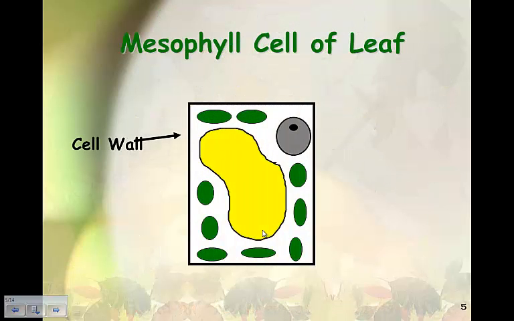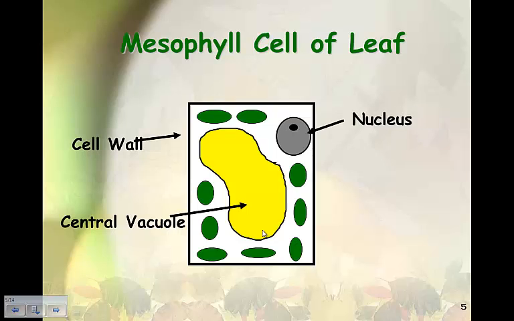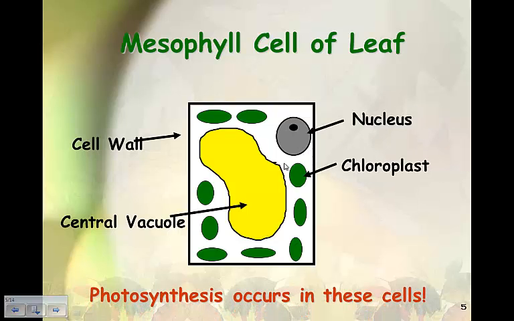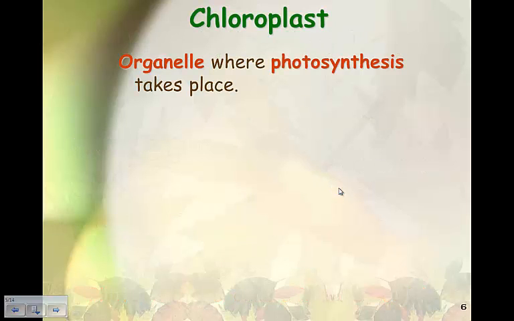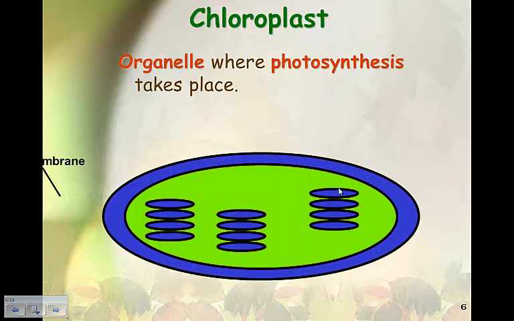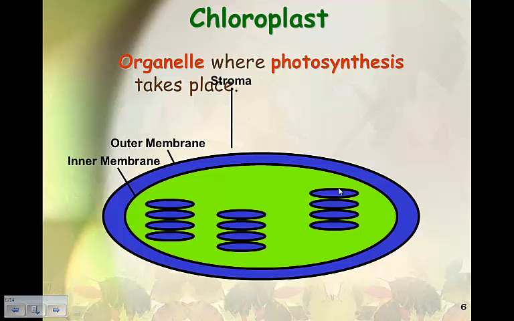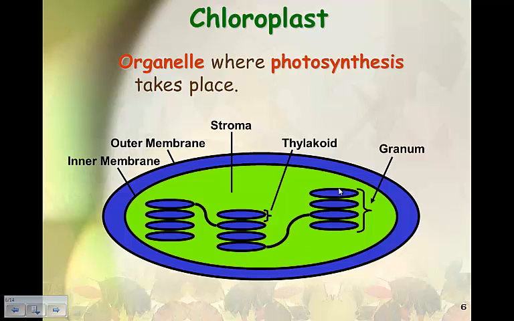All right, this is just showing you a diagram of a mesophyll cell of the leaf. This is just showing more of a close-up, but you need to know that photosynthesis occurs in these cells. It actually occurs right here in the chloroplast. And speaking of the chloroplast, here are some of the structures of the chloroplast. The chloroplast is the organelle where photosynthesis takes place.